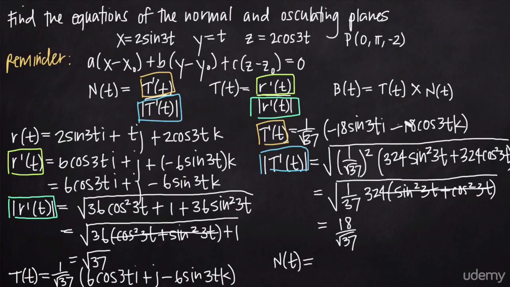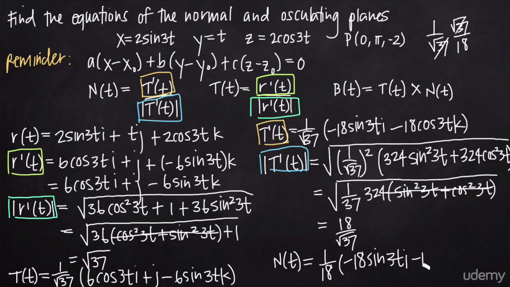Now, when we divide this orange value here by this 18 over root 37, what we're actually going to do, since we're dividing by this fraction, is we're going to multiply by the inverse. So we're going to get this 1 over root 37 coefficient. Instead of dividing by this fraction, we're going to multiply by its inverse. So we're going to flip it upside down and get root 37 over 18. These, of course, will cancel, and we'll be left with 1 over 18. So that's how those coefficients work out. The unit normal vector then is just 1 over 18 times the rest of this here, negative 18 sine of 3t i minus 18 cosine of 3t k, like this.